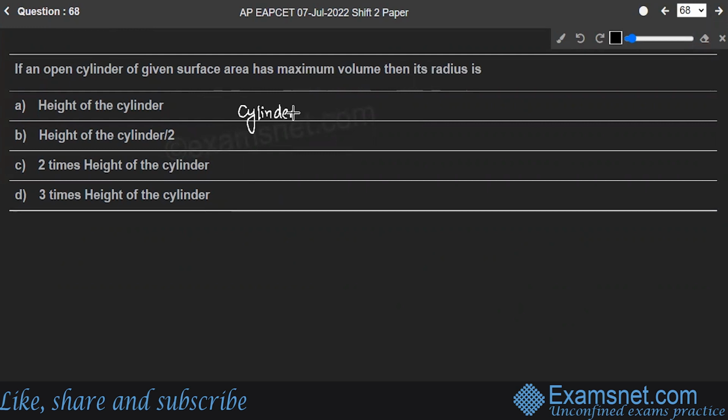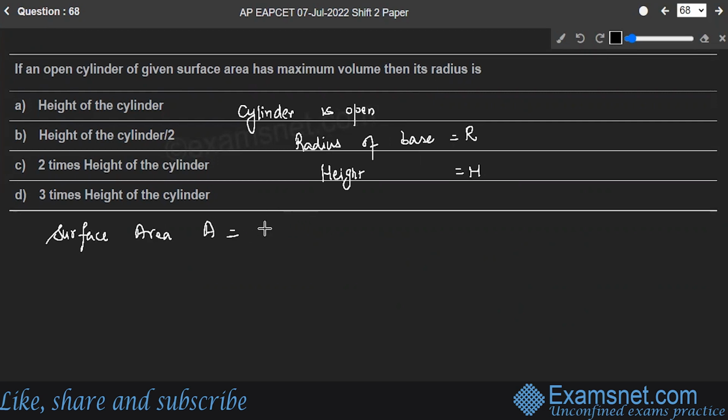Cylinder is open. Also, let the radius of the base be r, and the height of the cylinder be h. So the surface area A will be equal to the curved surface area, which is 2 pi rh, plus the area of the base, which is pi r square. Right?